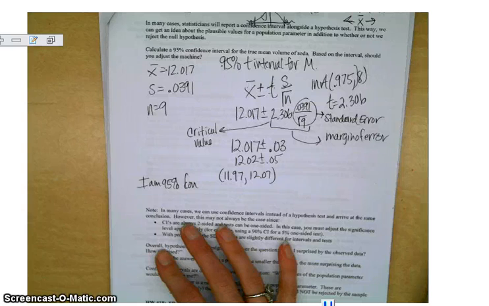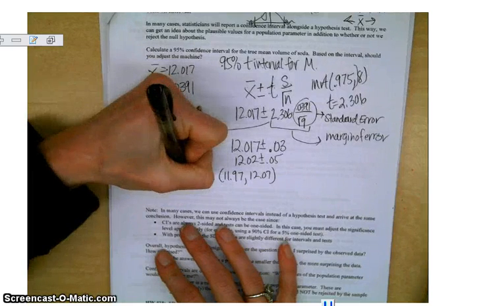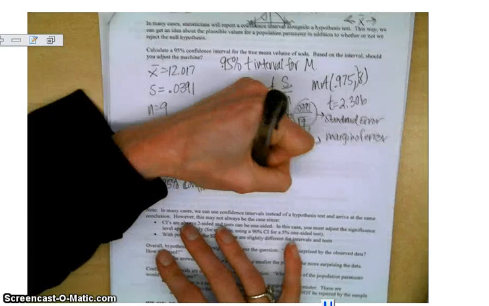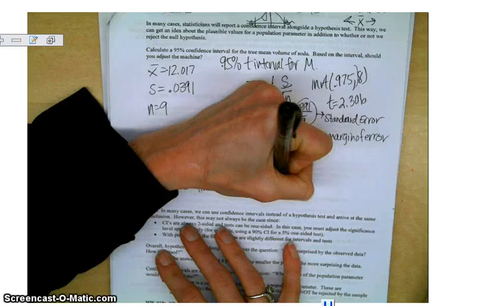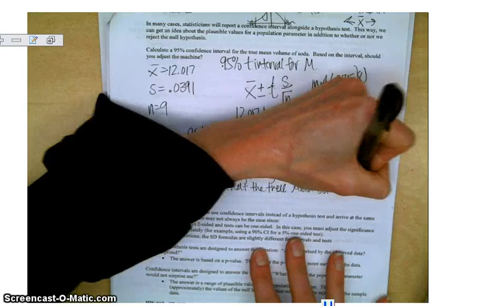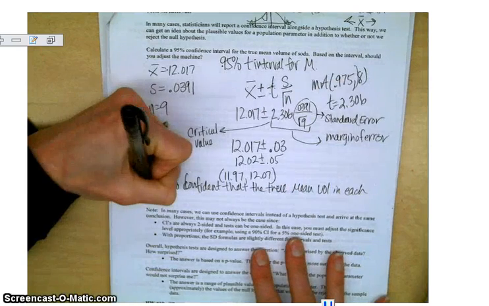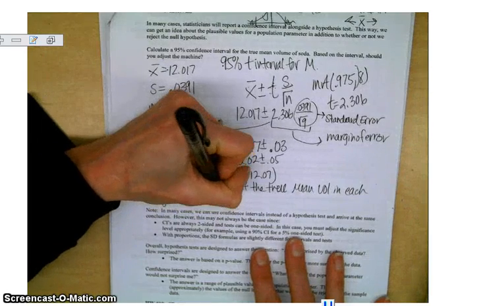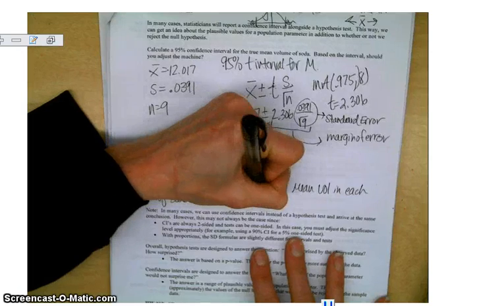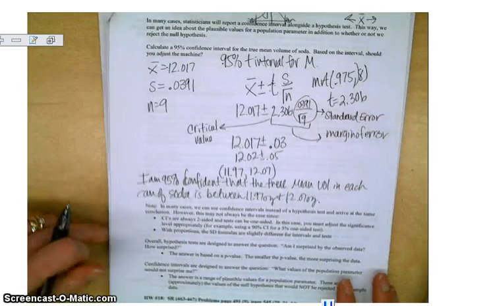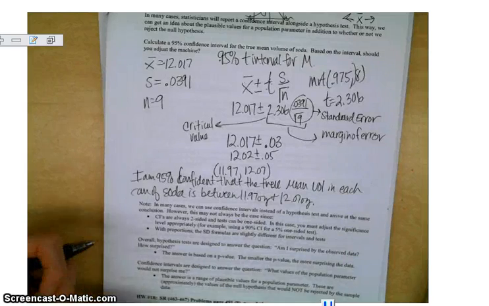I am 95% confident that the true mean volume of soda in each can of soda is between 11.97 ounces and 12.07 ounces. So that's how you interpret the confidence interval, but we haven't answered the question yet.